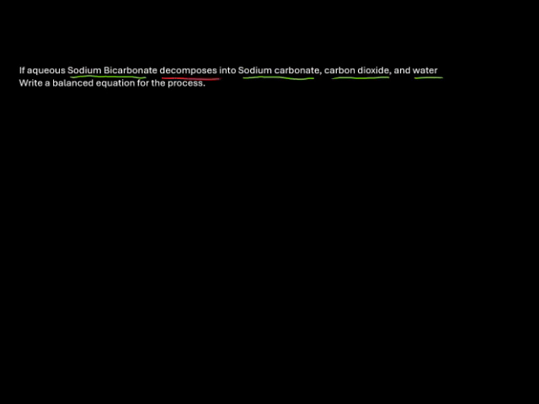Also, the words decomposes into will separate the reactants and products. Anything that comes before is a reactant. Anything that comes after is a product. We'll begin on the left side of the equation with sodium bicarbonate.